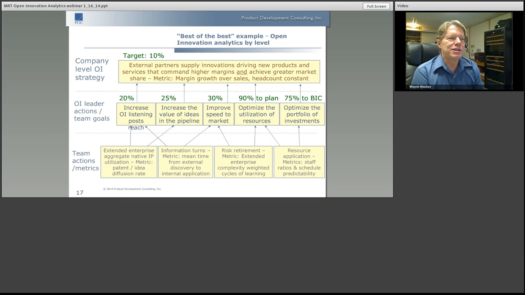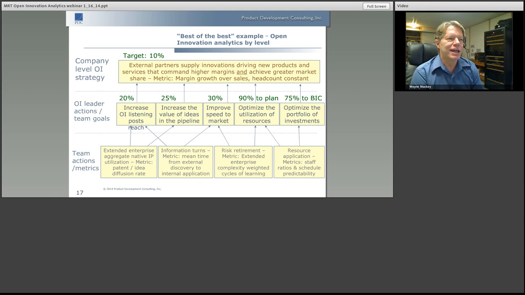Next up, risk retirement. What's really important in terms of schedule when we're doing any kind of a product development? What we want to do is understand our risks and retire them, either positive or negative. If there's no way to fix this, we need to know that early before we spend a lot of money, not late. And so the metric associated with risk retirement is the extended enterprise cycles of learning.